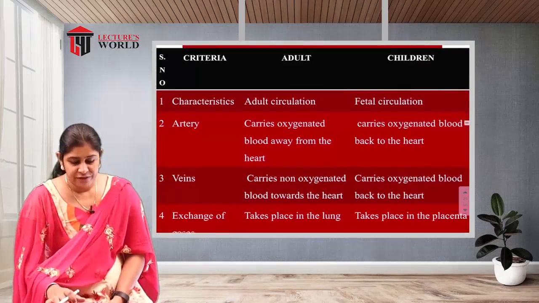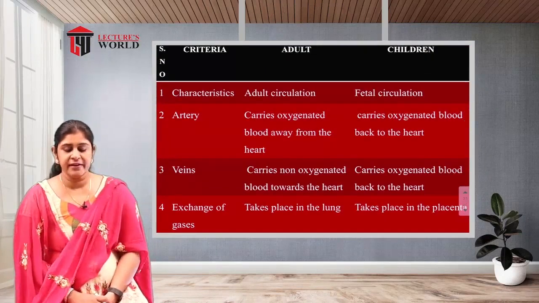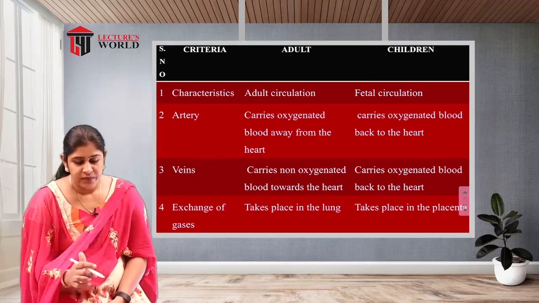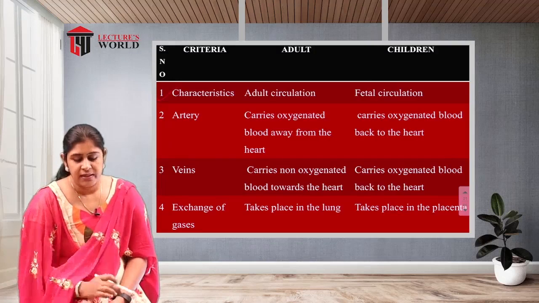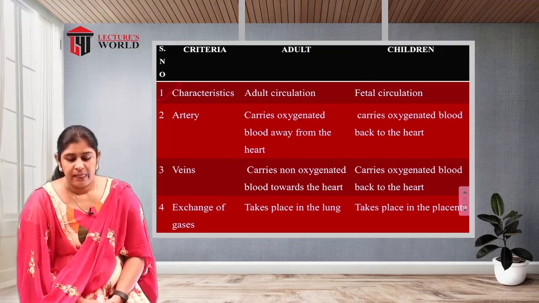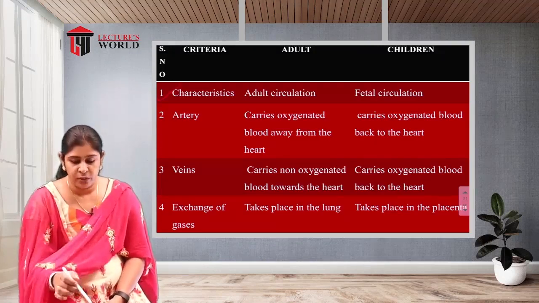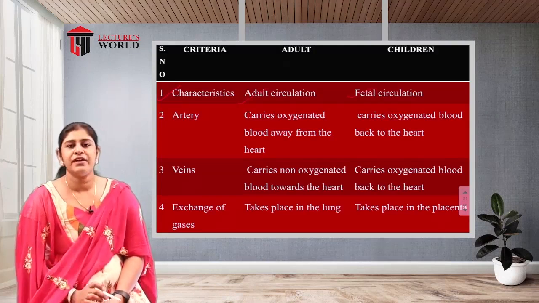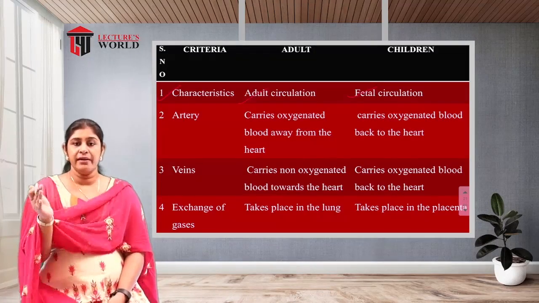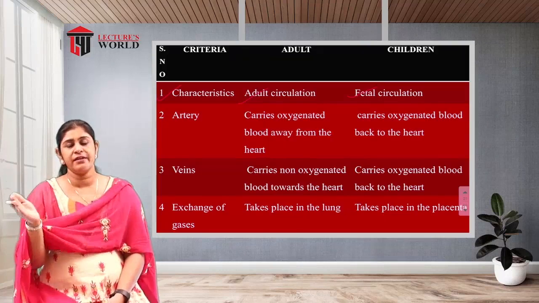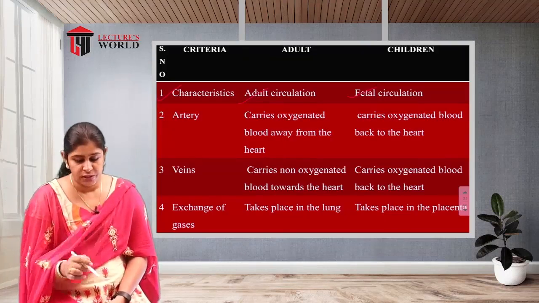So, let's see the difference. I have divided it criteria-wise. The characteristics: adults have the adult circulation, and children have the fetal circulation.